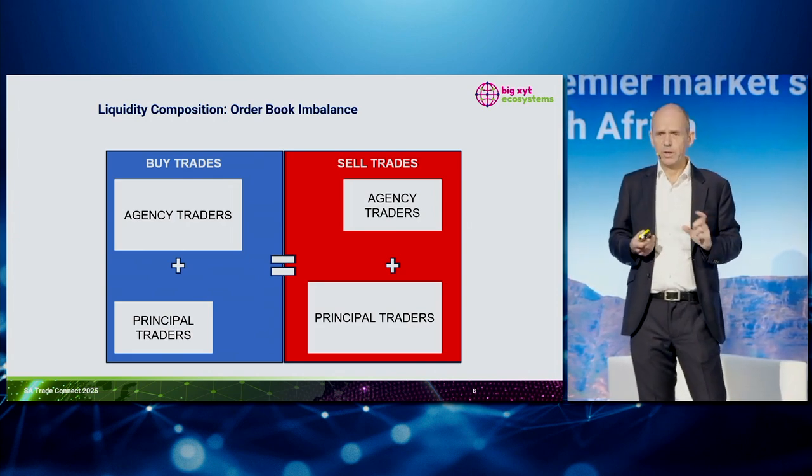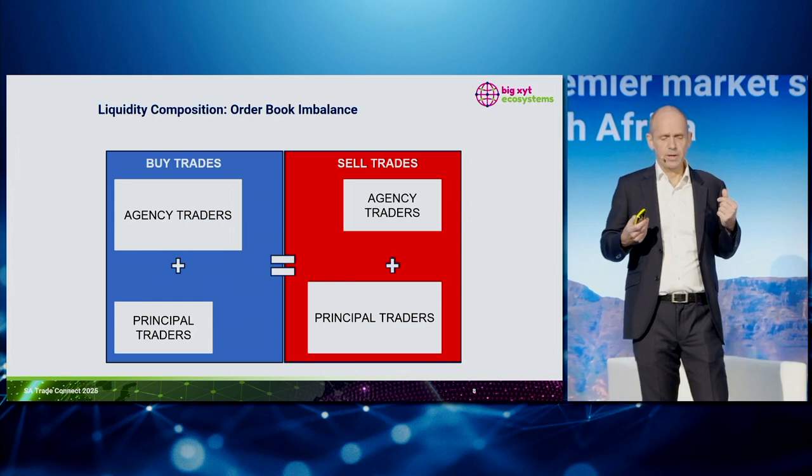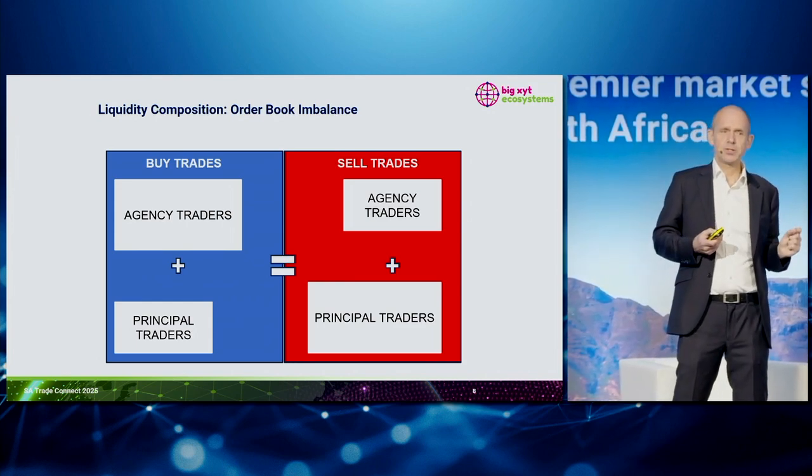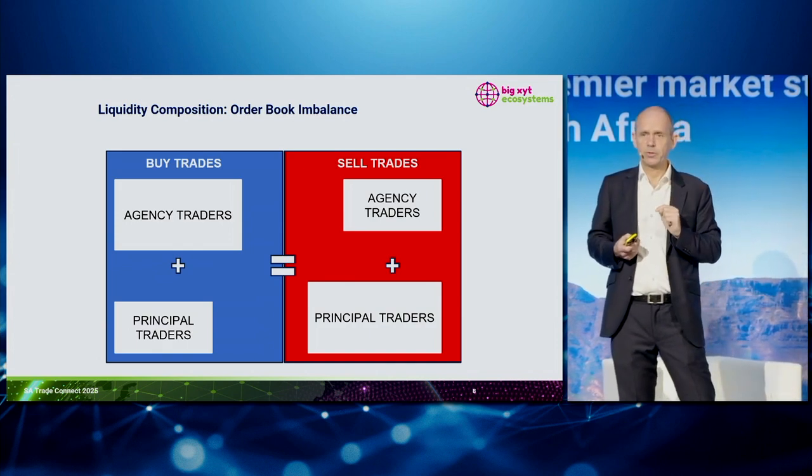What we're able to do by using order book data is to add an extra dimension. And what we're doing here is we're using the dimension of agency versus principal trading. I'm going to show you the data in a second.